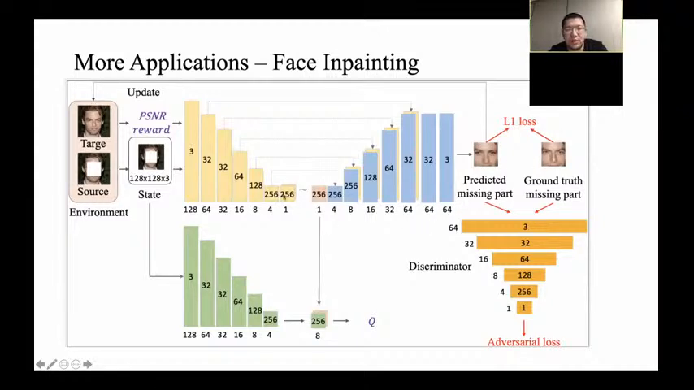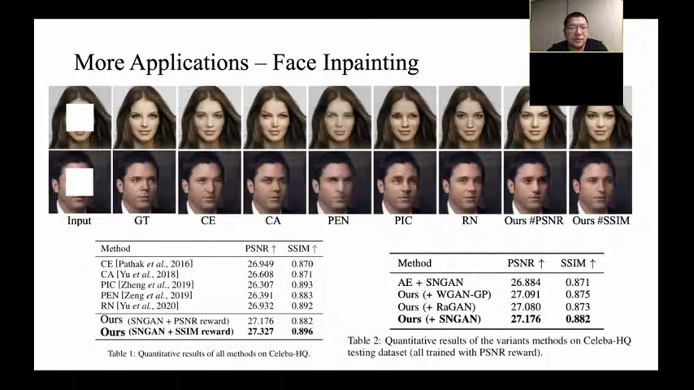This framework is quite simple, right? It's very flexible to solve any inpainting problem, because in this way, you can add any loss you want, depending on your requirement. And for this planner-critic way, you can use a structure-level, high-level reward to supervise both planner and critic. So let's see some face inpainting results.